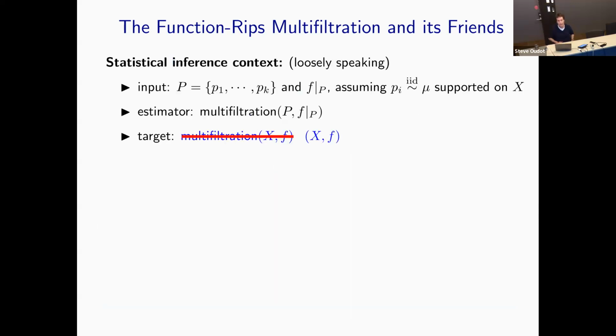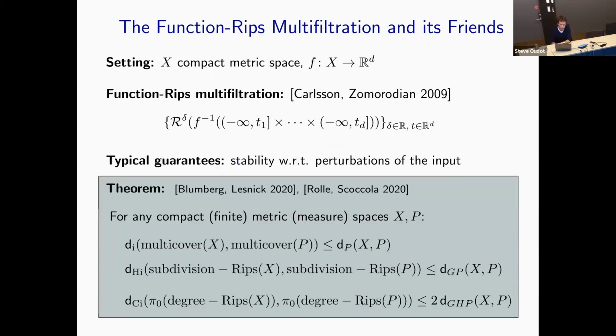So this is all nice, but I want to take a different viewpoint on these multifiltrations. I want to basically ask myself, what happens if, starting from my compact set, now I take a sample, a point sample from that compact set, and I build the multifiltration on that point sample, and I want to study that object as an estimator?